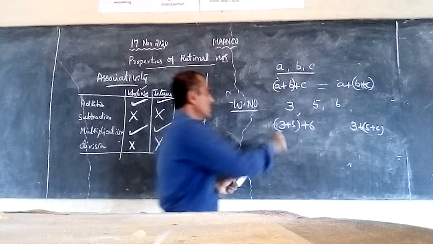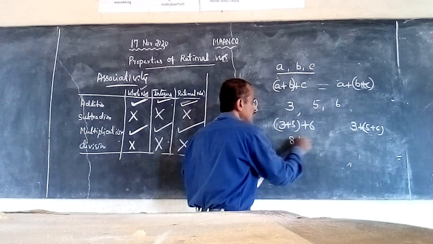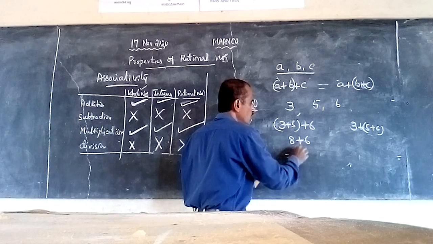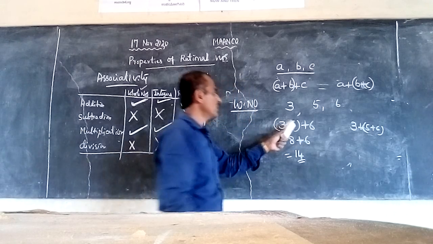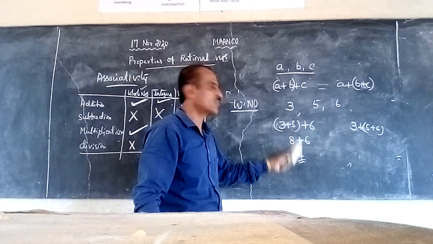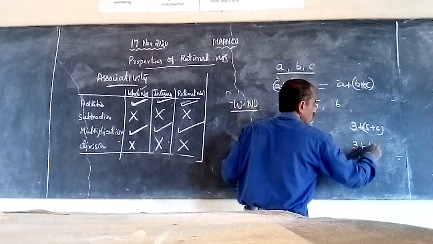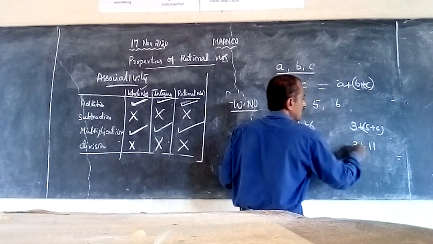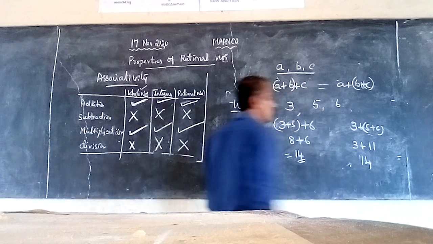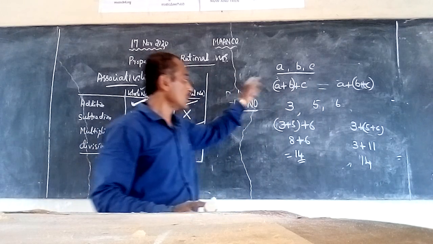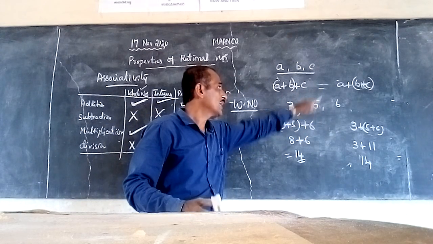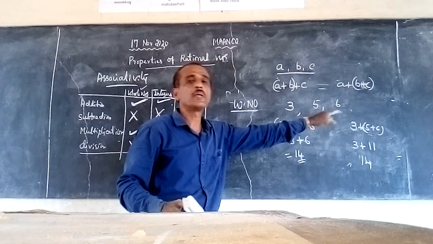Let us see. 3 plus 5 is equal to 8. 8 plus 6 is equal to 14. So (3 plus 5) plus 6 is equal to 8 plus 6, which is equal to 14. What about here? 5 plus 6 is equal to 11. 3 plus 11 is also 14. So we can say (A plus B) plus C is equal to A plus (B plus C).